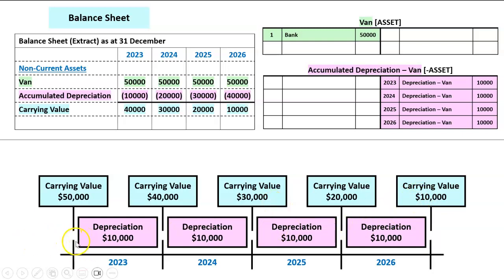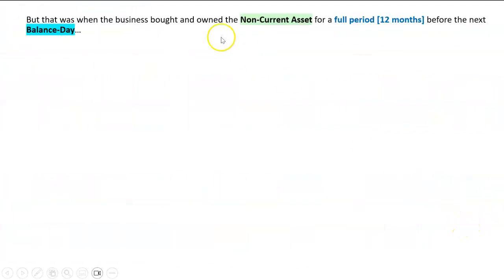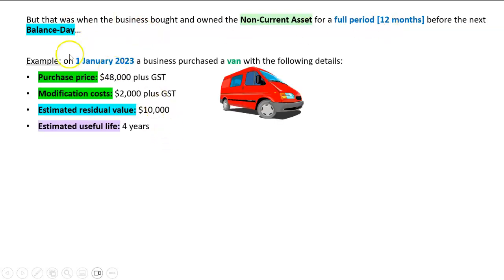I just happened to buy the van on the 1st of January, and then I depreciate it to the 31st of December. But what if we change one thing? That was when the business owned the non-current asset for the full period. In this case, that was 12 months, but the period could be a month or a quarter or a half year, whatever it is. But the point was we bought the van and owned it for the whole period, which is before the next balance day.